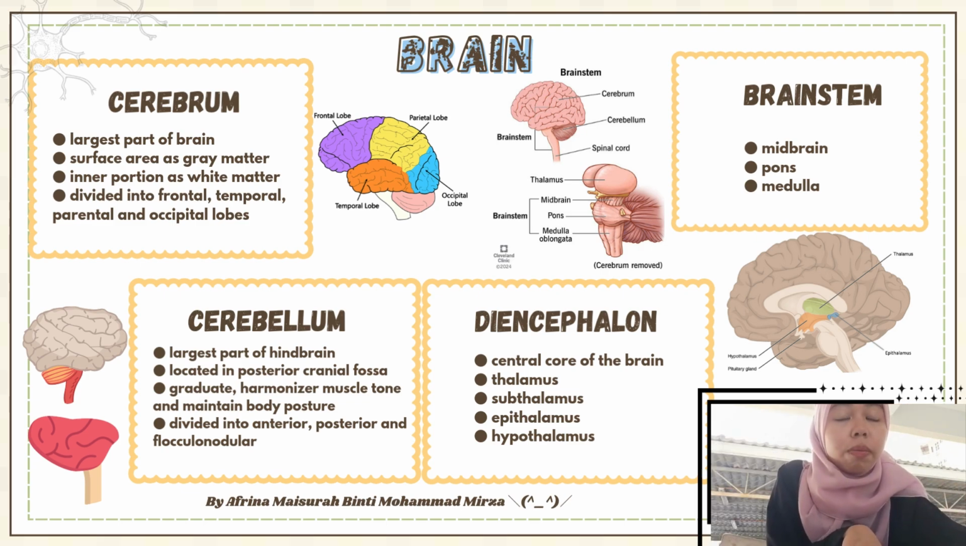The second part of the brainstem is pons. Okay, pons is the middle part of the brainstem and consists of only nerve fiber. This nerve fiber will form a bridge between the cerebellum and the hemisphere.